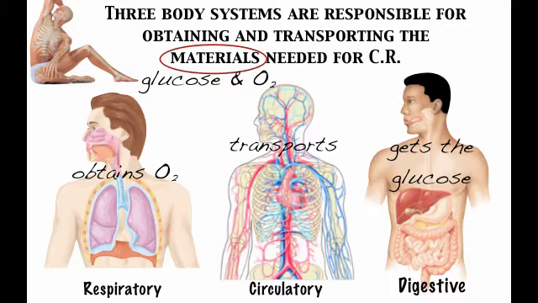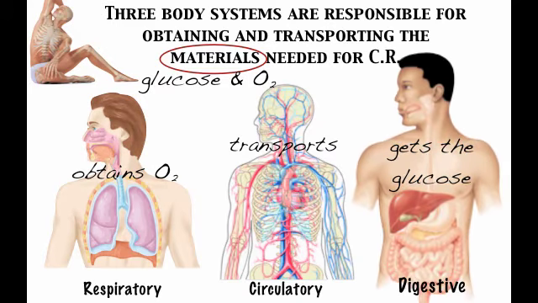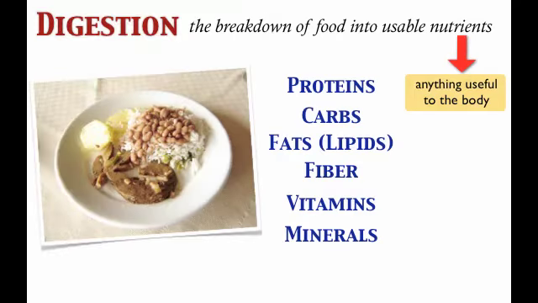We talked about how there are three body systems that work to get us the things we need for cellular respiration. And this test will focus mostly on the digestive system. First, we said what digestion is. It's breaking down food into usable nutrients. And then we discussed some of the nutrients like proteins, carbs, lipids, fiber, vitamins, and minerals.